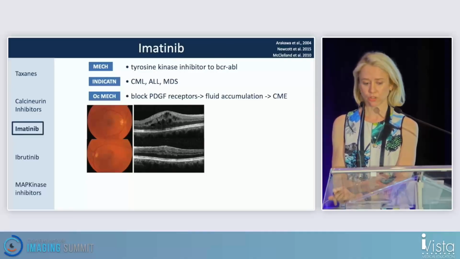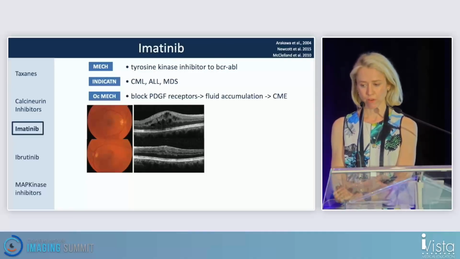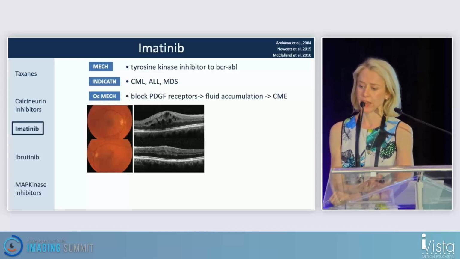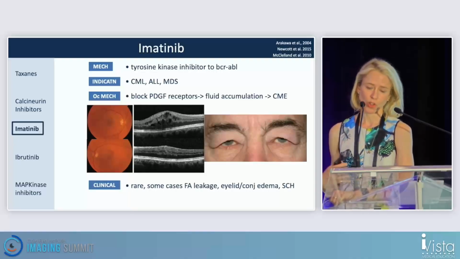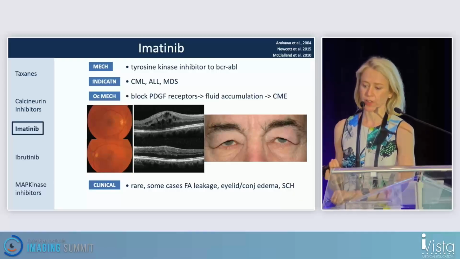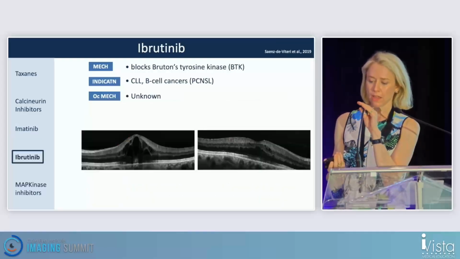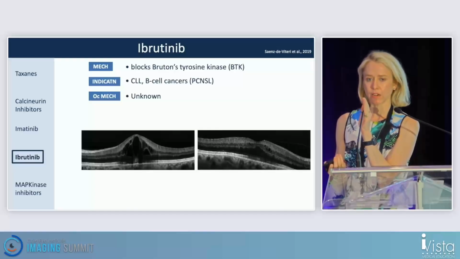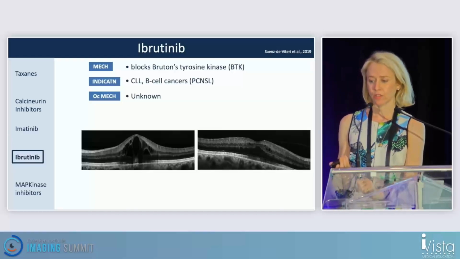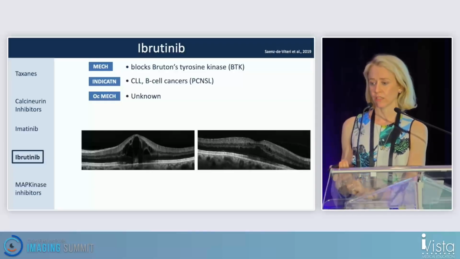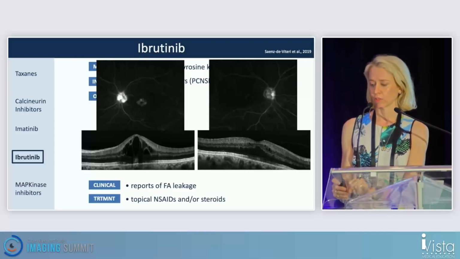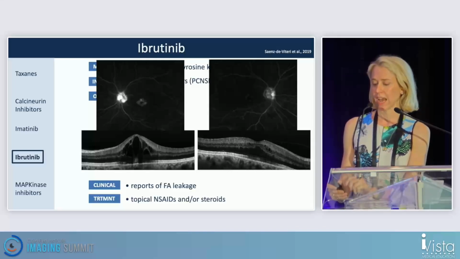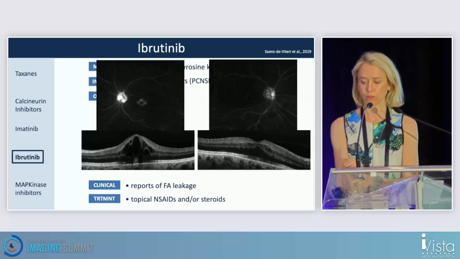Imatinib is used to treat leukemias, lymphomas. It's a tyrosine kinase inhibitor of BCR-ABL. And it can result in CME, but it also results in fluid accumulation in many parts of the body, including the periocular space. And then ibrutinib is a Bruton tyrosine kinase inhibitor, which can give you CME. There are other newer Bruton tyrosine kinase inhibitors which do the same thing, although there are only scattered case reports on this. This does result in FA leakage, and it has been previously treated with topical NSAIDs or steroids.